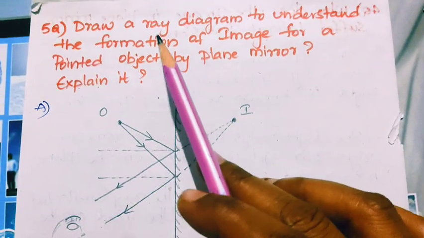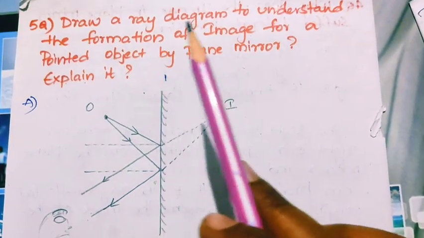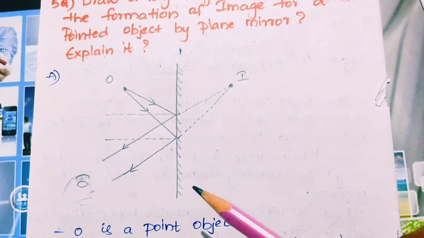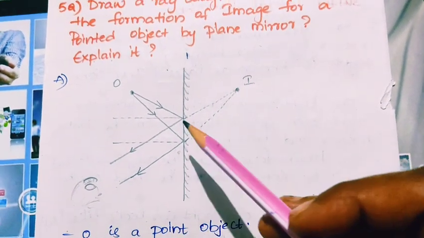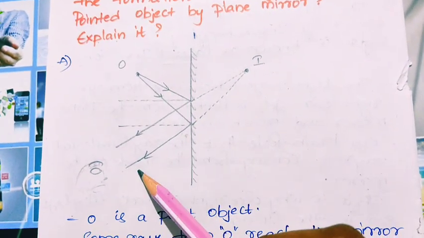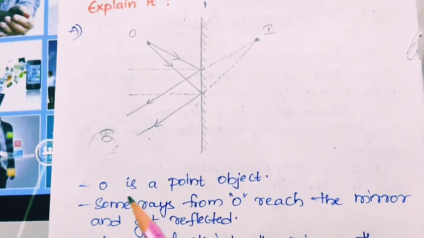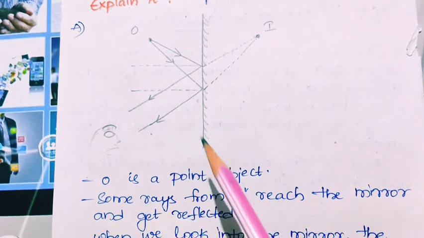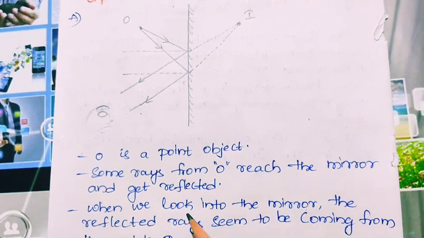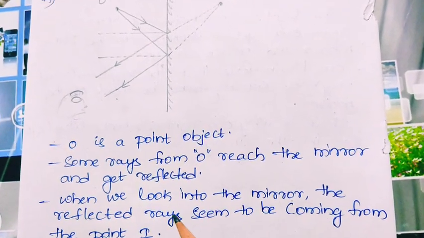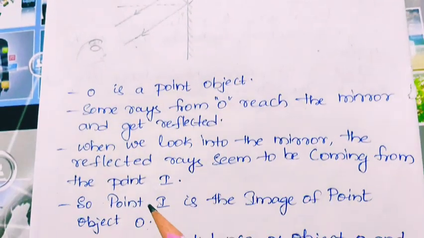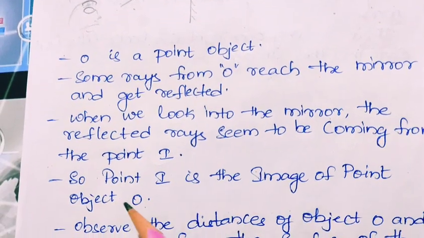Next, fifth question, draw a ray diagram to understand the formation of image for a pointed object by a plane mirror. Explain it. So here this is a point object over here. These are the incident rays and these are the reflected rays which are reaching the eye. So here O is the point object. Some rays from O reach the mirror and get reflected. When we look into the mirror, the reflected rays seem to be coming from the point I. So, point I is the image of point object O.